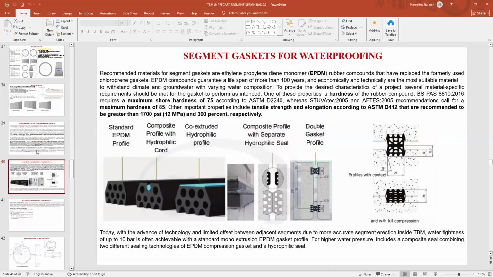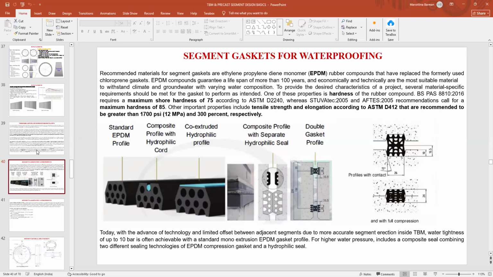Now the EPDM can be single or it can be a composite. So it can be with a hydrophilic gasket also. Now there are different types of tests by which you can check what is the compressive load of the segment, what is the closure of the segment. There are standard curves as provided by the manufacturer.